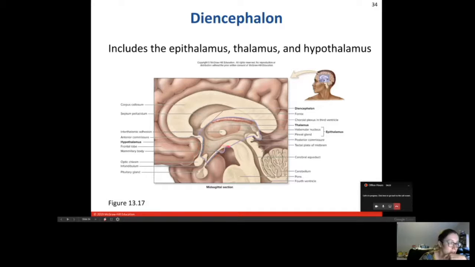Now, the hypothalamus is down here. So the hypothalamus is below the thalamus, and it's going to be continuous. It has the stalk. It's called the infundibulum, and it's attached up to the pituitary gland. So this hypothalamus has lots of functions, and we'll talk more about those in lecture.